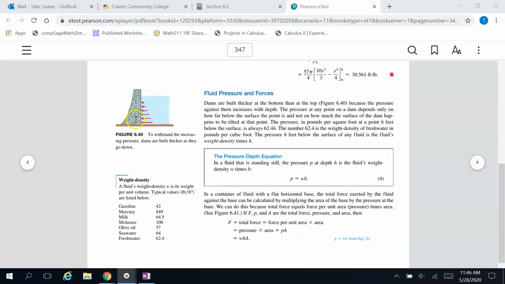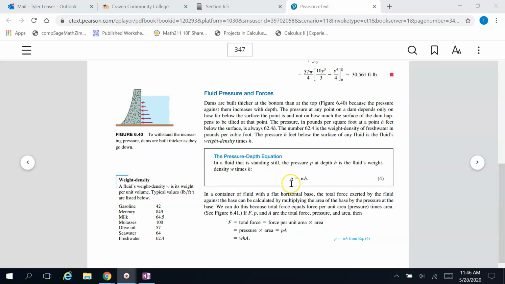So here you see we have a dam stopping water. And the reason that dams are built in such a way that they are thicker on the bottom than they are on the top is all about the pressure. The deeper that you go in liquid, the more pressure is put on objects. So there's a nice equation to it, the pressure depth equation.